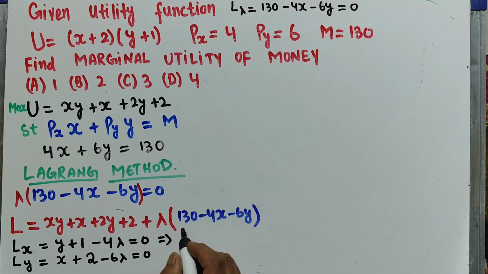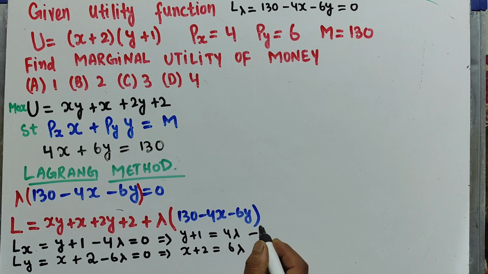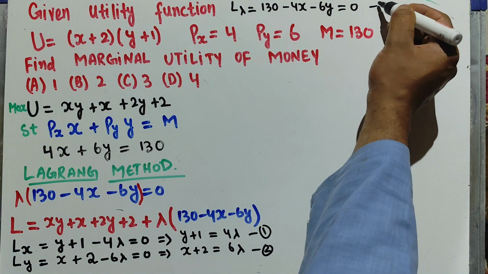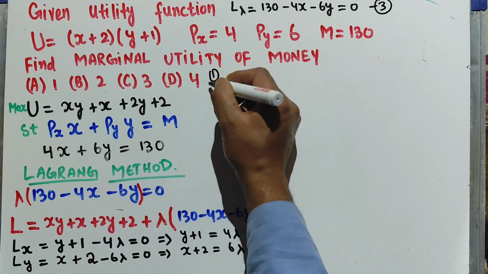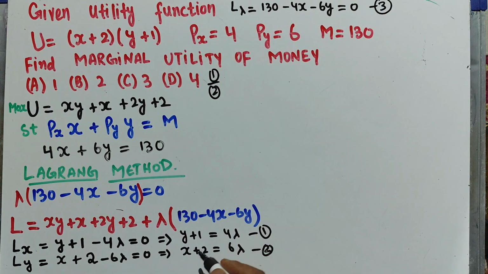Let us further simplify it. So can we write y plus 1 is equal to 4 times lambda if I transpose this here. Similarly, here we will get x plus 2 is equal to 6 lambda. Let us say this is equation 1, this is equation 2, and this is equation 3. Now what will we do? We divide equation 1 by equation 2.